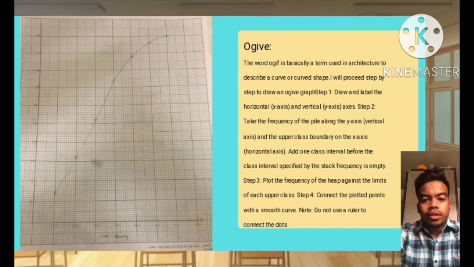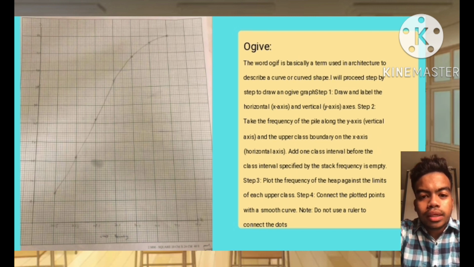I am Muhammad Azrin bin Barimi, matric number 2065. Today I want to present about the Ogive graph. The word ogive is basically a term used to describe a curve or curved shape. I will proceed step by step to draw an Ogive graph.